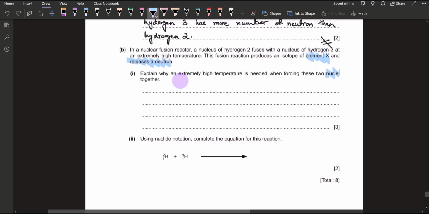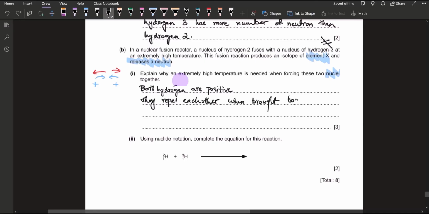So as we know that both hydrogen nuclei are positive. If you force them together, they both will repel each other. That's why we need extremely high temperature to fuse them together. This is what we are going to explain in this question. So first of all, what we are going to write is both hydrogen are positive. And then we are going to write that they repel each other when brought together. Therefore, high temperature gives enough kinetic energy to do the work.